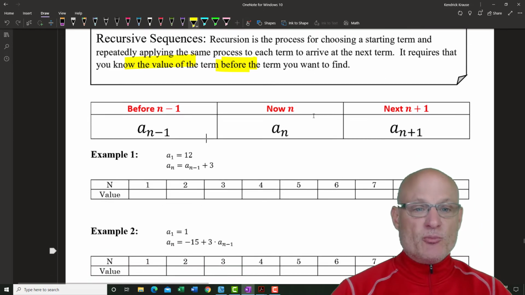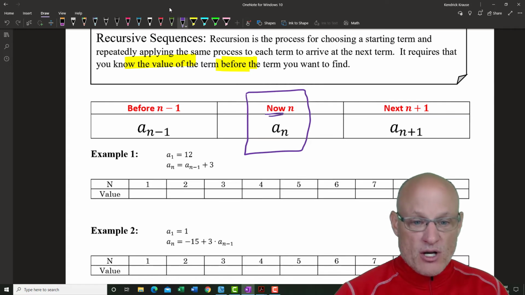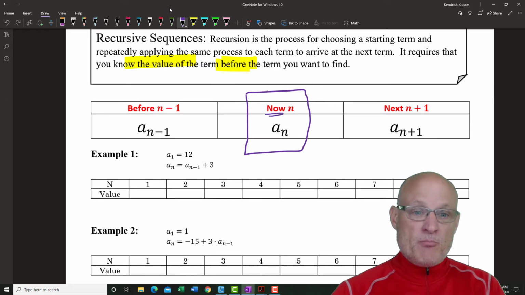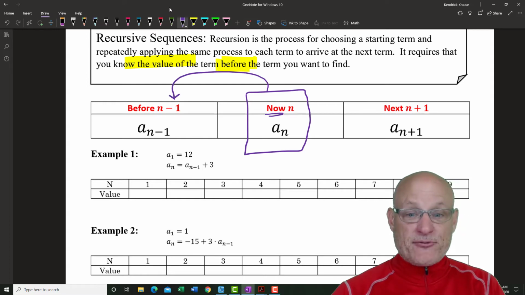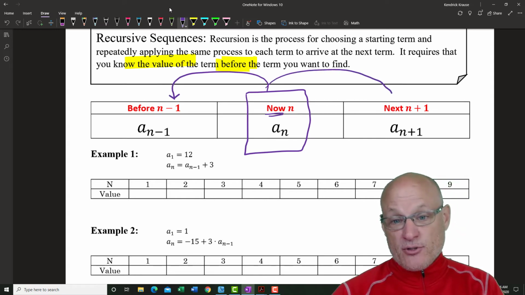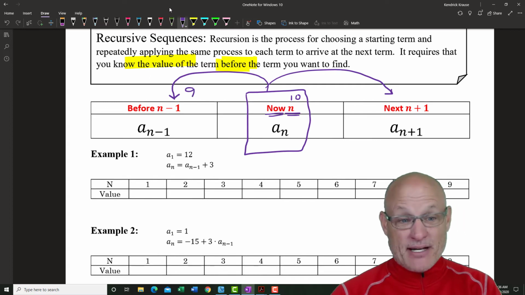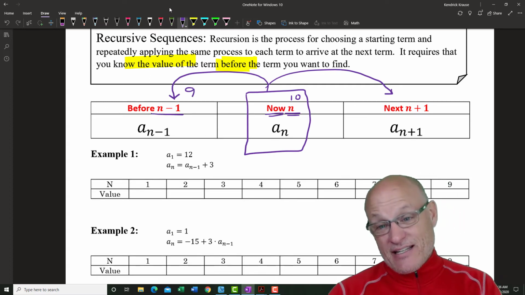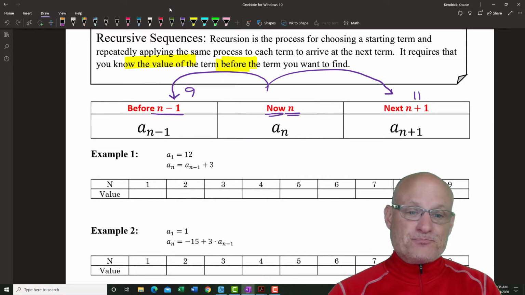So let's check this out. If we're here and we're at the now, now is a sub n. Before n would be n minus 1. After n, or the next value, will be n plus 1. So if n is 10, what's before 10? 9, that'd be 10 minus 1. What's after 10? That would be 11, 10 plus 1.